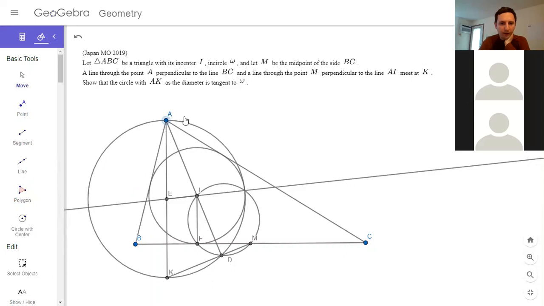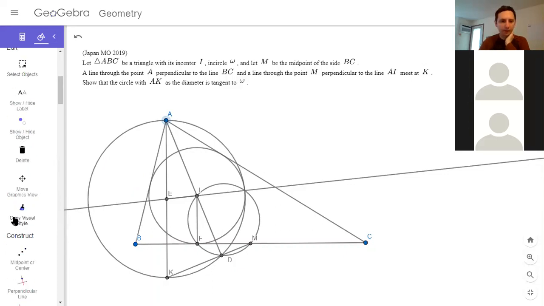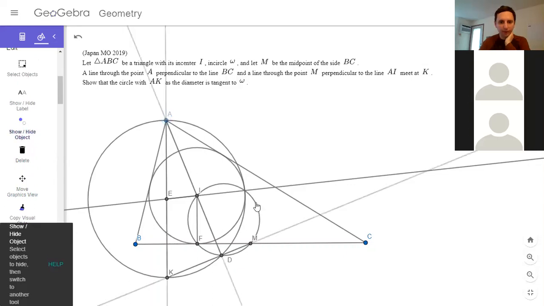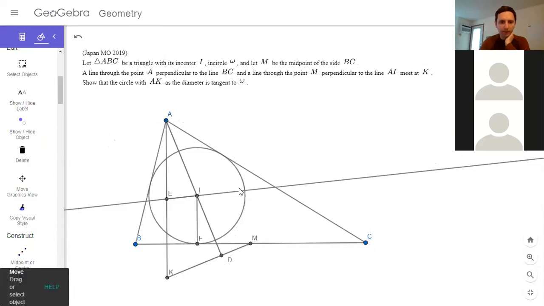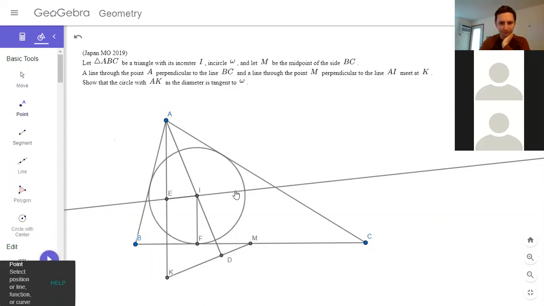So I'm going to hide the circle with diameter 8K. Yeah, now it's just a matter of setting up the proof. But if you let EI meet the incircle at a point, what is E? Oh, E is the midpoint of 8K. That's how I defined it.